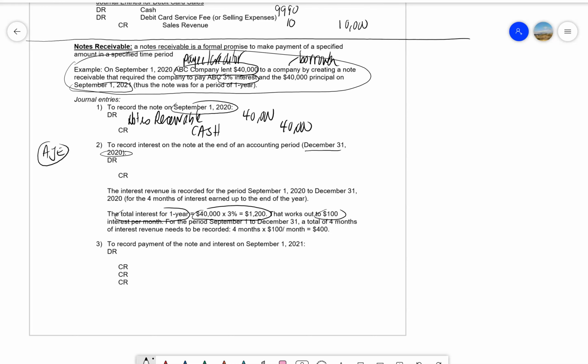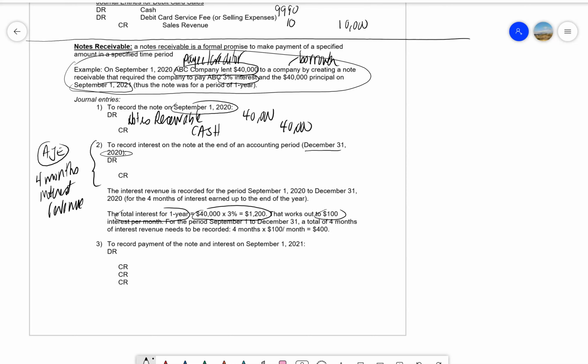Now at December 31st, the purpose of this adjusting journal entry is to accrue 4 months of interest revenue, because interest accrues on a daily basis. So from September the 1st to December 31st, we would have earned 4 months of interest or $400. But remember, we're not going to get paid until next September the 1st. But because accounting says once we've earned the revenue, we have to record it, even though we're not going to collect the cash till later, we have to record the 4 months of interest revenue.